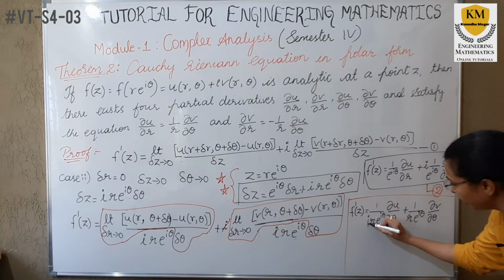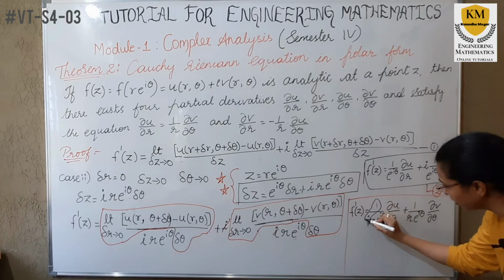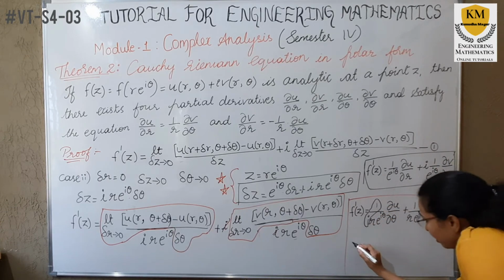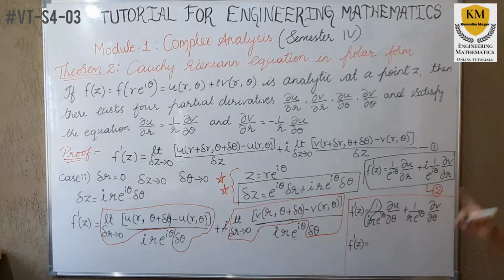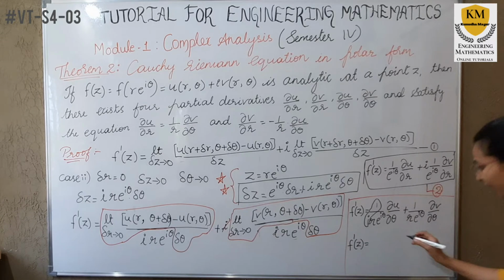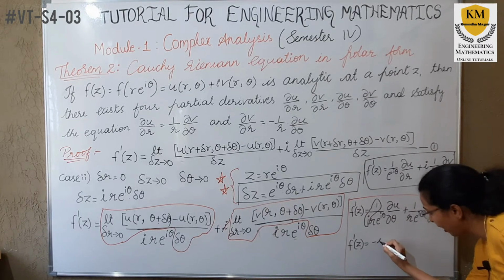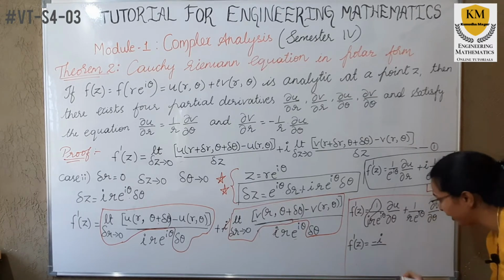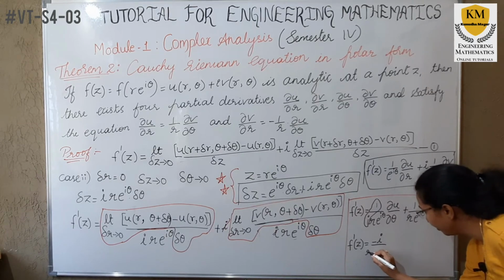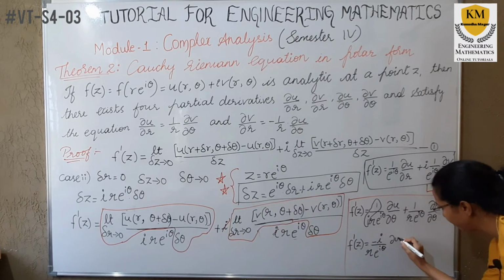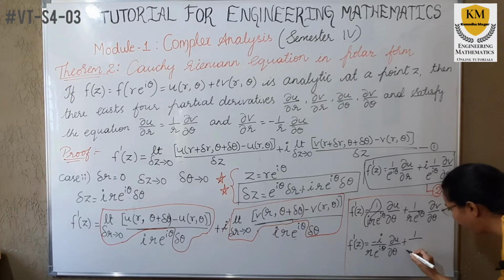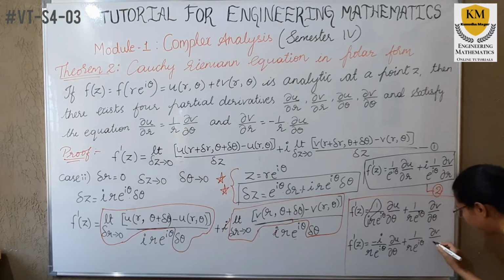This 1 by i is there, no? Got it? We can write it as f dash of z is equal to, in the last video I have already told you 1 by i can be written as minus i, divided by r into e to the power i theta del u by del theta, plus 1 by r e to the power i theta into del v by del theta.